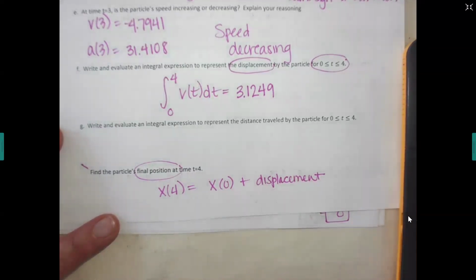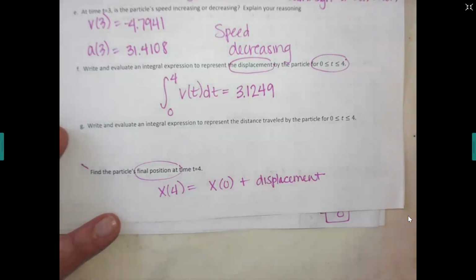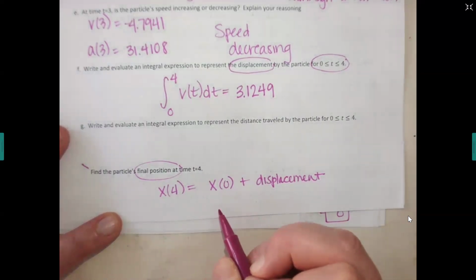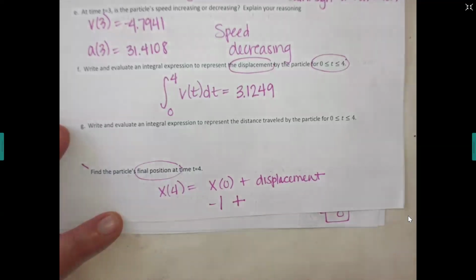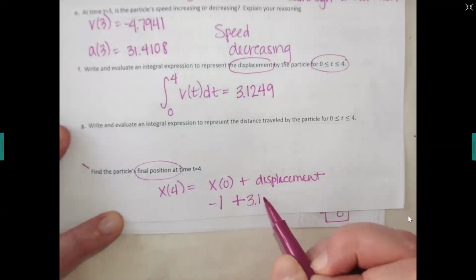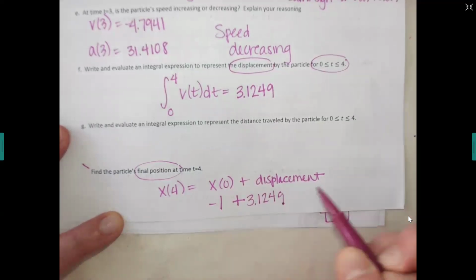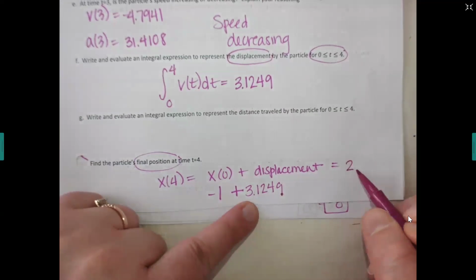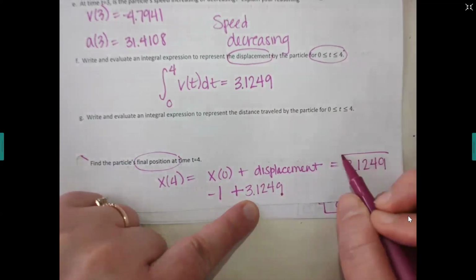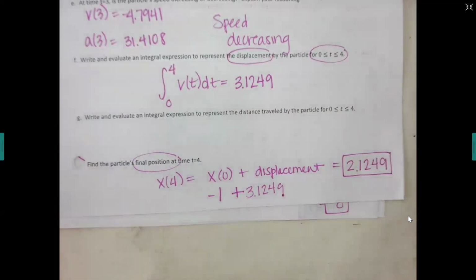It says at time 0, what does it say the particle's position is on this question? What's the particle's position? -1 plus, what was the displacement we just got? 3.1249. And if you add those together, that's going to give me the final position at 4 seconds. It started at -1. It moved 3.1 units to the right. Then its final position would be 2.1249. But remember, you have to add how far it moved to where it started.